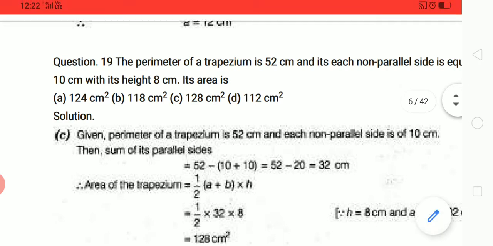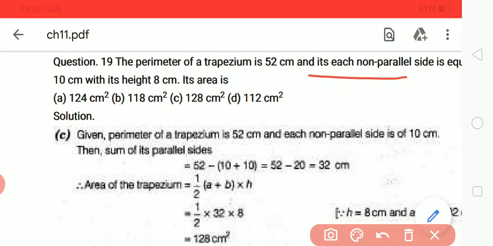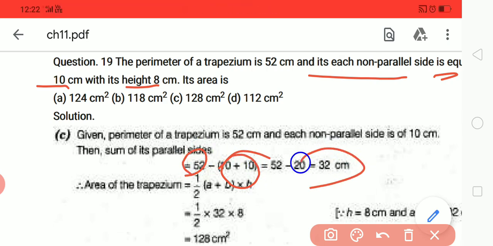The perimeter of a trapezium is 52 centimeter, its non-parallel side is equal to 10 centimeter, and its height is 8 centimeter. What is the area? You can write here: you can find the parallel sides because the non-parallel sides are equal. We have been given 10 centimeter, so 10 plus 10 is 20. When you subtract it from the perimeter, you will get 32 centimeter.